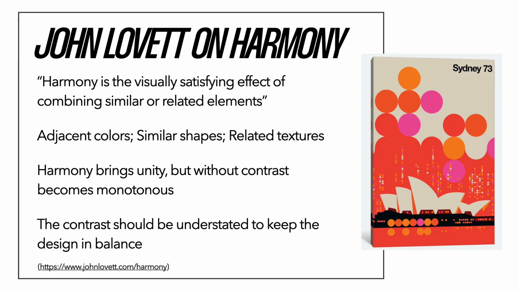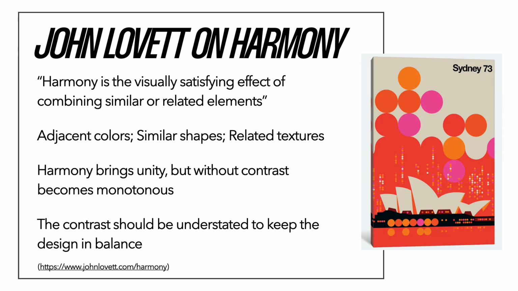John Lovett on harmony: Harmony is the visually satisfying effect of combining similar or related elements. On the example on your right, the common elements would be the circles. They have a variety of different colors and placements, but all together they work together because of the color palette and because of the shapes that are used, the curves, whatever it might be. They all work together to create a very harmonized design, a little bit more abstract in its design, as far as a design for the Sydney Opera House, but they all work together.